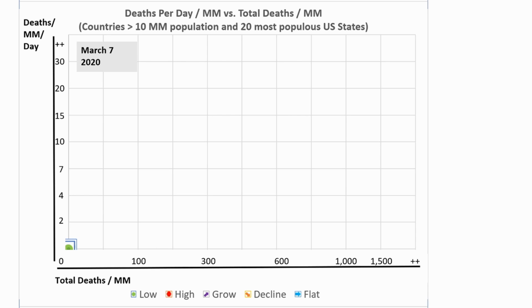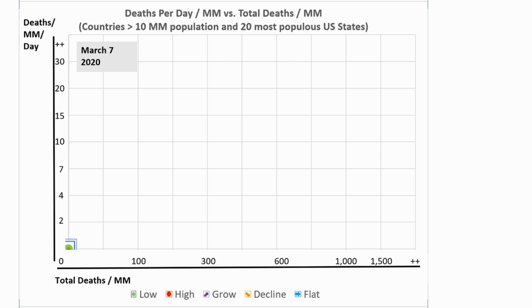Sometimes a picture is worth 1,000 words, and sometimes just looking at the data gives you great insight. We're going to look at the data for coronavirus day by day across every country with 10 million or more people and across the 20 most populous US states.